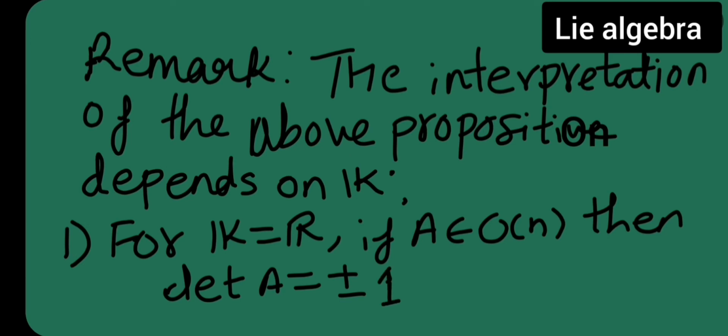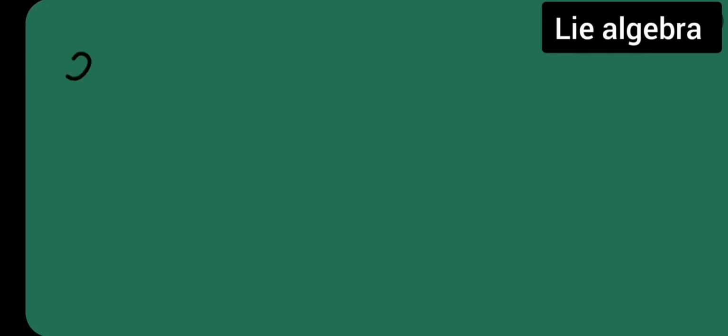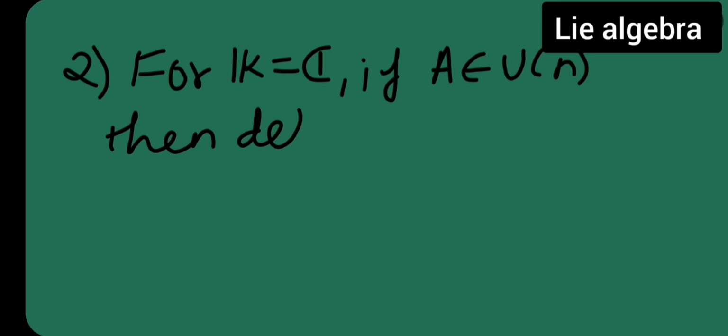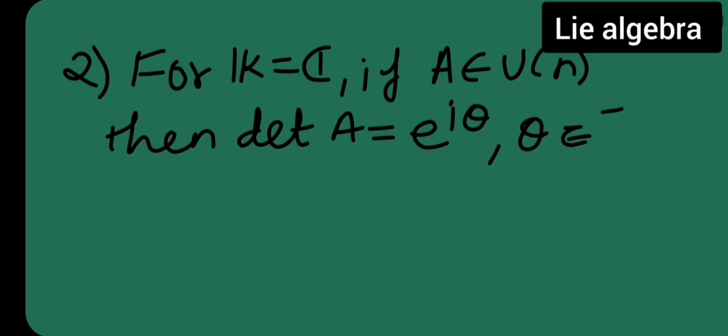Okay. The second one is what? For K is equal to C, if A belongs to U(n), then determinant of A is equal to e raised to the power of i theta, where theta belongs to [0, 2 pi).